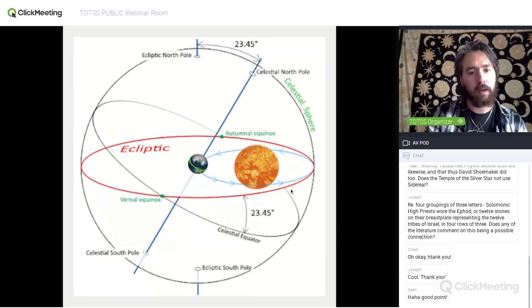And you can see when the sun, from the Earth's perspective, would be over here on the left side of the diagram, that would be the winter solstice. And then at the points where the ecliptic crosses the celestial equator, those are the equinox points.